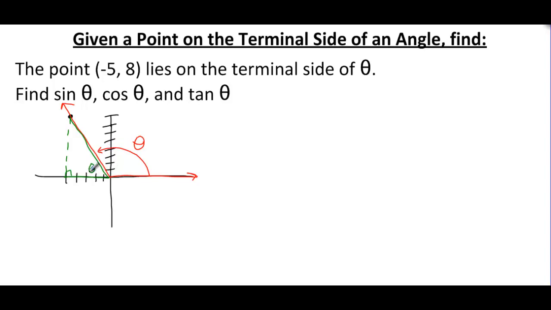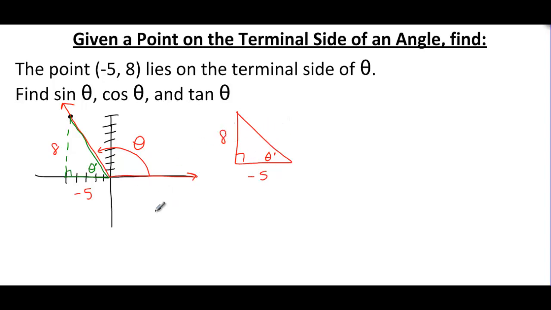So now I can fill in my side lengths. I knew this was negative 5, I know this was 8. So what I have is a right triangle. My reference angle is right there, which again gives me the same answers as theta. This is negative 5. This is 8. So the only thing I need to do is find my hypotenuse.